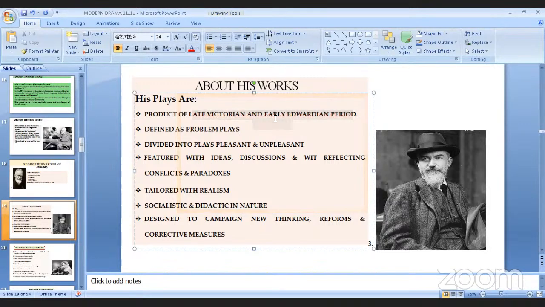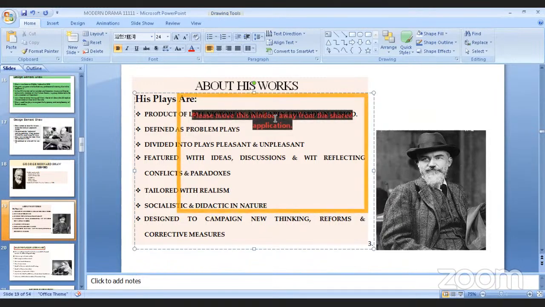Now, his plays are a product of the late Victorian and early Edwardian period. These are defined as problem plays, divided into plays pleasant and unpleasant, featured with ideas, discussions, and wit reflecting conflict and paradoxes, tailored with realism, socialistic and didactic in nature, designed to campaign for new thinking, reforms and corrective measures.